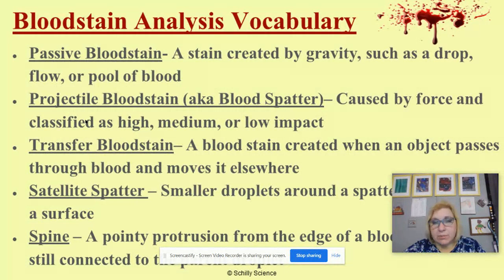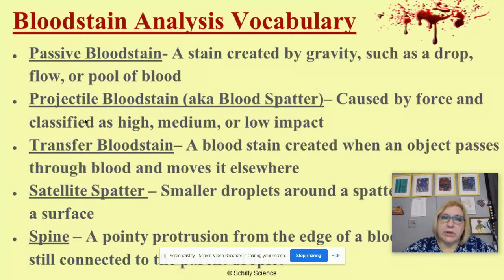A projectile blood stain, or sometimes called blood spatter, and I've also heard it called blood splatter. I don't think that's really wrong. I think most of the time it's referred to as blood spatter, but blood splatter is the same thing. That's when a person or a weapon has added some force to the blood and caused it to fly in a direction that would be different as if it was just gravity. And it's different depending on high, medium, or low impact, and we'll go over that.